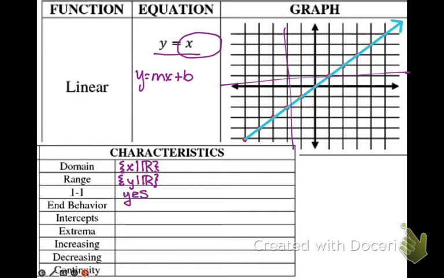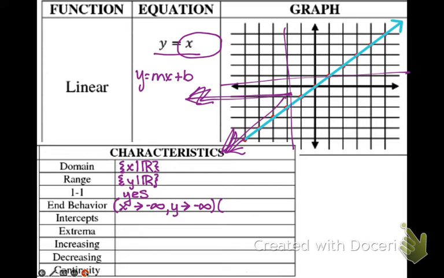End behavior. End behavior is what is it doing over here and what is it doing over here. So we talk about as x approaches this way. So you say as x approaches negative infinity, comma, y approaches what? As my x's go this way, what are my y's doing? Infinity going down. So what kind of infinity? Negative infinity. It goes down, so that would be negative.